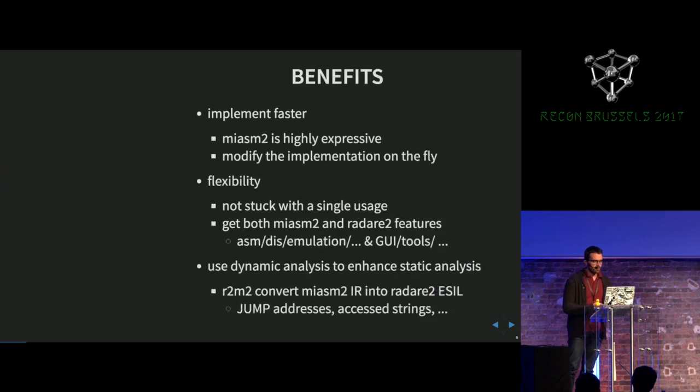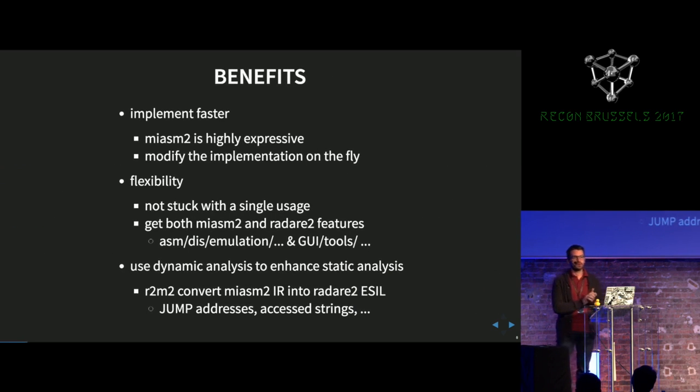So for my project, r2m2 has at least three benefits. The first one is that it helped me implement a new CPU architecture faster by relying on MiaSM, because it's highly expressive. It's really convenient to express a new architecture. And also because MiaSM is written in Python, I was able to modify the implementation on the fly while reading the CPU architecture datasheet.